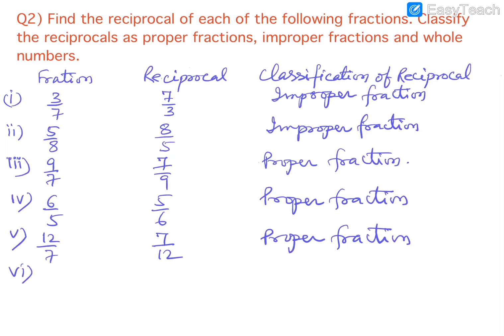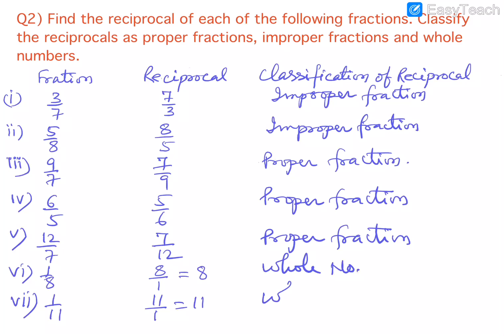In the sixth part, it is 1 by 8, whose reciprocal is 8 by 1, or you can say that it is 8. So this is a whole number. In the seventh part, the fraction is 1 by 11, whose reciprocal is 11 by 1, that is 11. So this is a whole number.